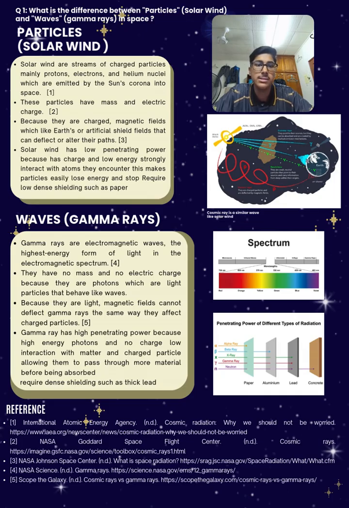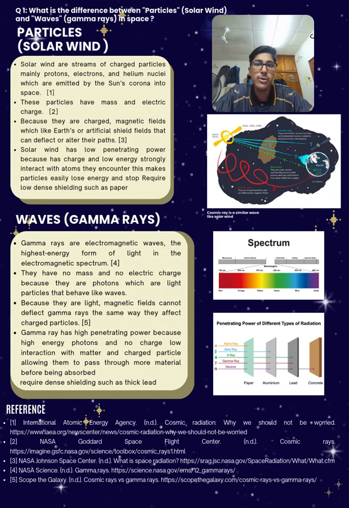Let's begin with particles. In space, there are streams of charged particles like solar wind. These particles are made up of protons, electrons, and helium nuclei, which are emitted by the sun into space. Solar wind has mass and electric charge, so it can interact with the magnetic field, which can deflect its path. As you can see in the right picture, cosmic ray is also an example of particles, and you can see it is deflected.